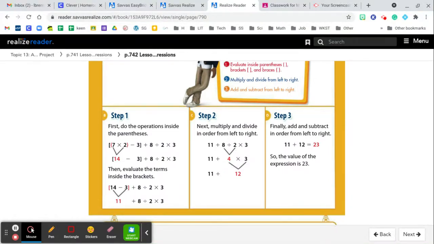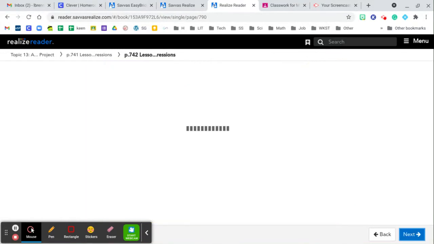And as he moves along, he finds out that's 11, and he has 11 plus 8 divided by 2 times 3. So we have an addition, a division, and a multiplication. We're going to divide. 8 divided by 2 is 4, and then we're going to multiply. 4 times 3 is 12, and then we finally address that 11. So the last thing we're going to do is add. 11 plus 12 is 23.